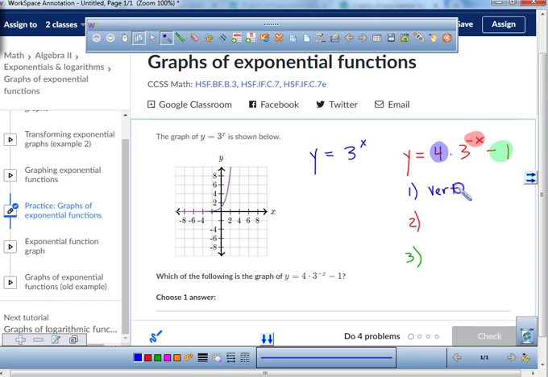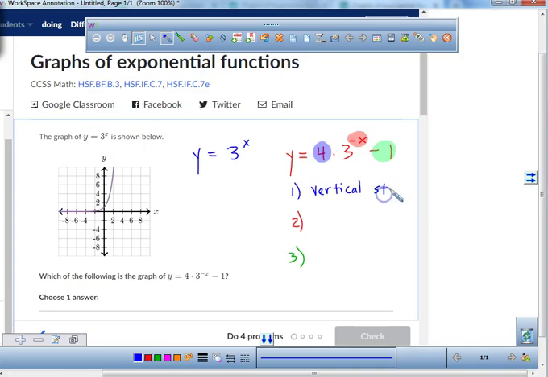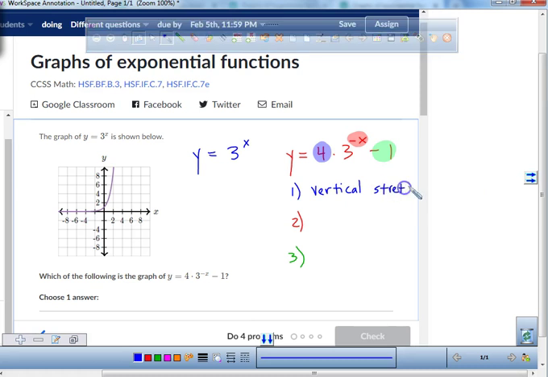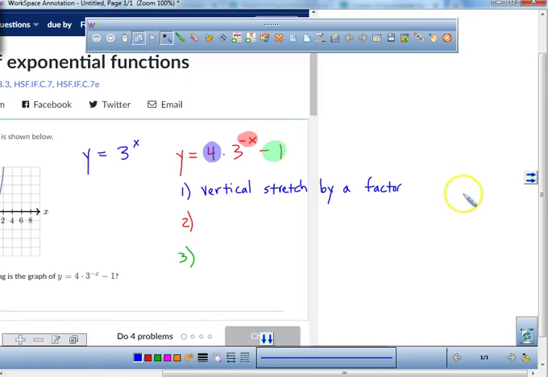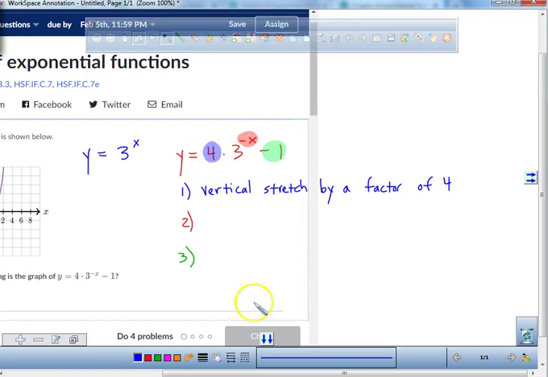There's going to be what's called a vertical stretch by a factor of 4. Which means all the y values are going to be multiplied by 4.